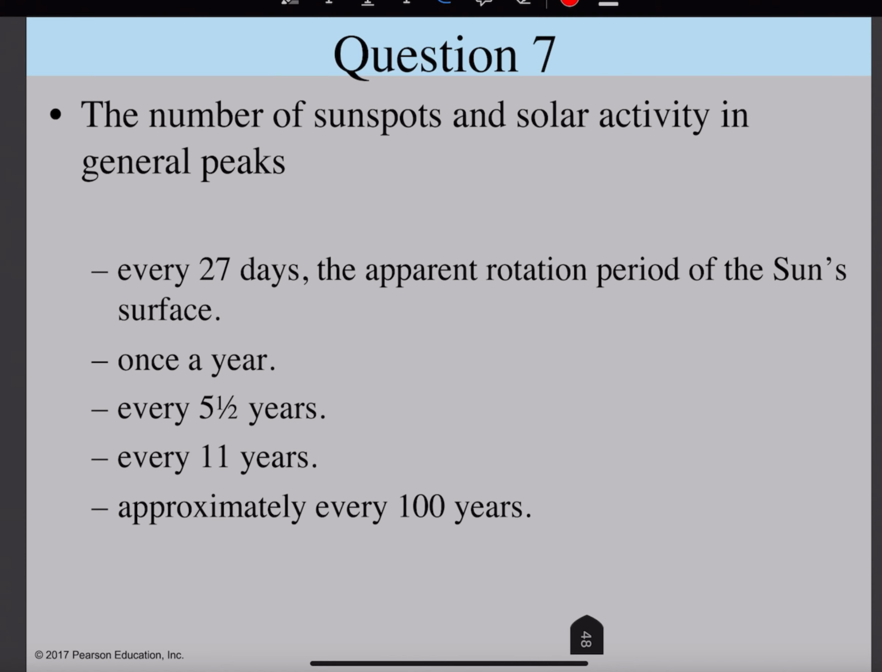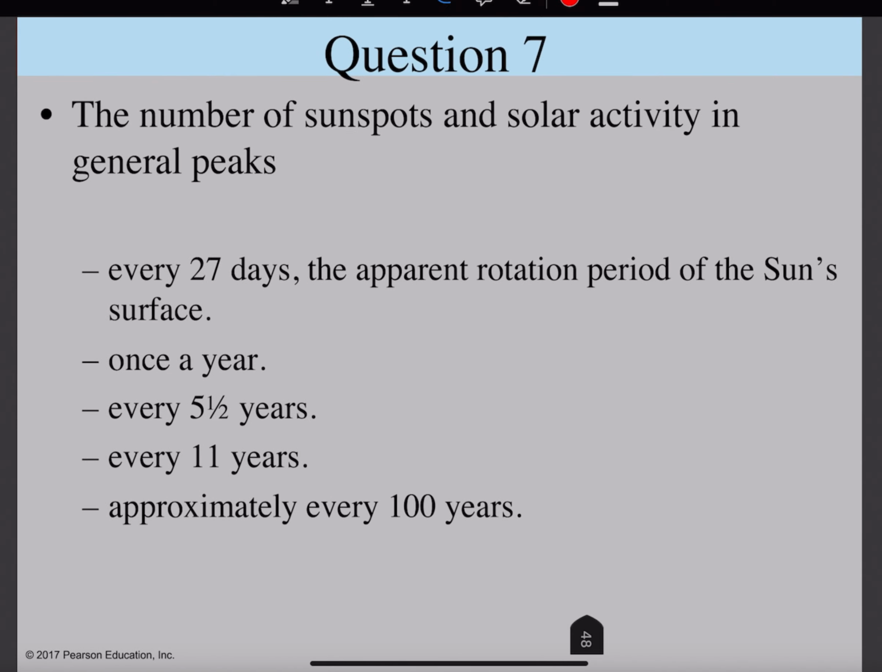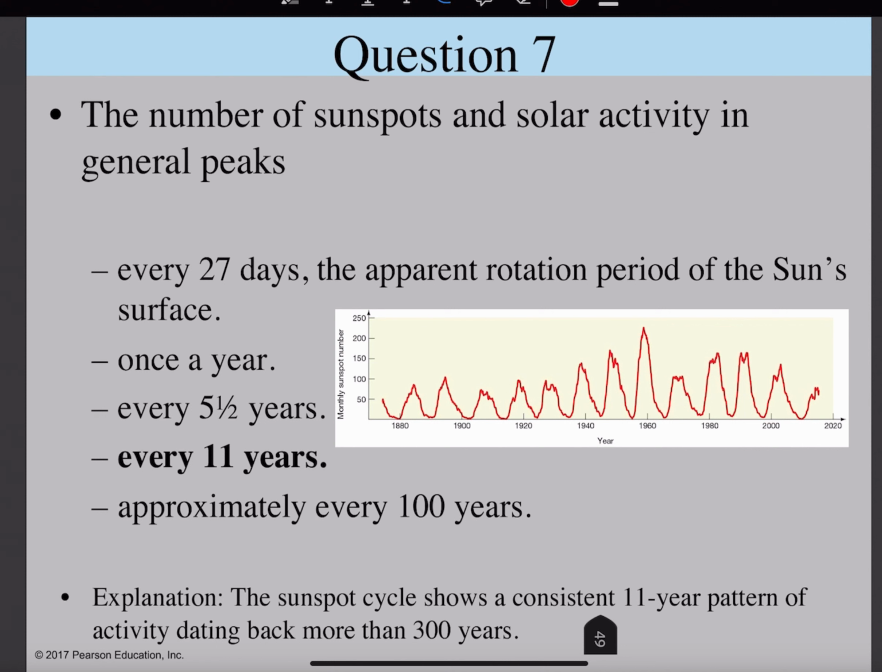Okay, next question. The number of sunspots in solar activity in general peaks over what time period? So it's over every 11 years. And you can see it here. About every 11 years, you get these peaks.